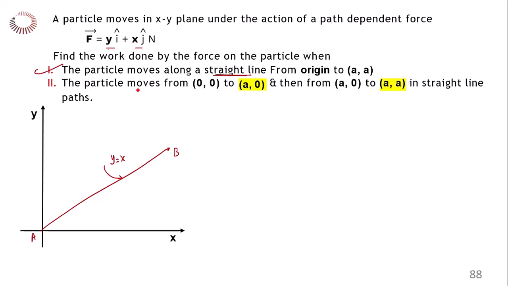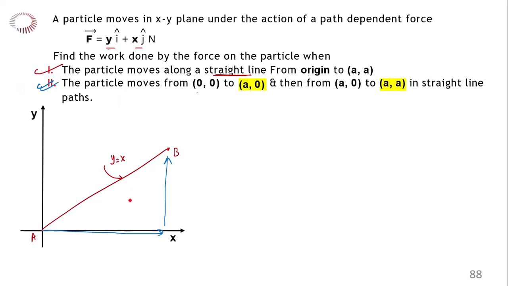And for the second situation, the particle moves from 0 to A, comma 0, and then from there to A, comma A, in a straight line path. That means initially I move along the horizontal direction, then I move in the vertical direction. This is the blue path. We are asked to calculate the work done in both situations.